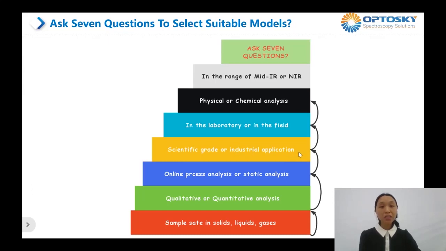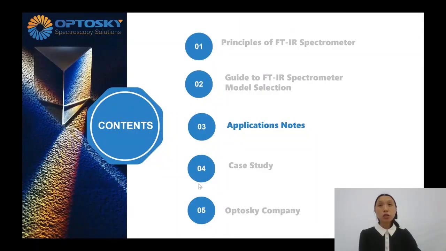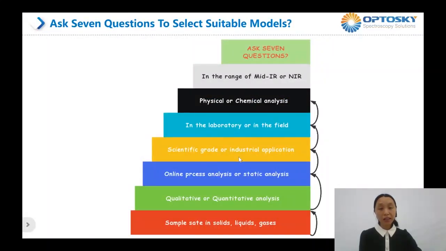Of course, online process analysis is growing more and more popular, and if you need it, you can choose the IR1000 Pro. And you can also do many static analyses. Last but not least, you need to check whether you need qualitative and quantitative analysis. For quantitative analysis, software is needed at an extra cost. So you just need to answer these seven questions, and once you know the answers, we can help you select the suitable models.